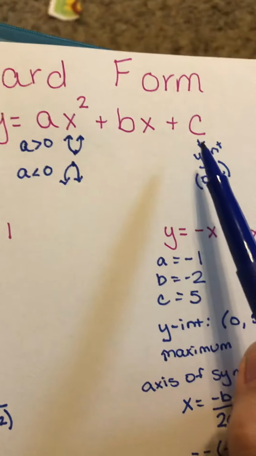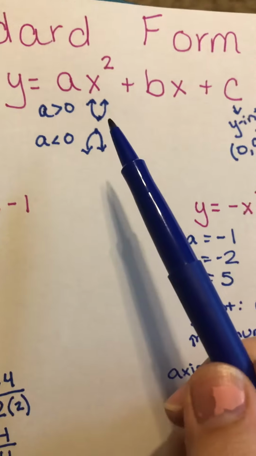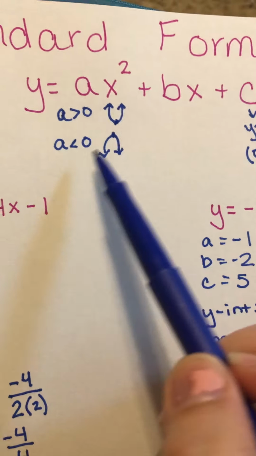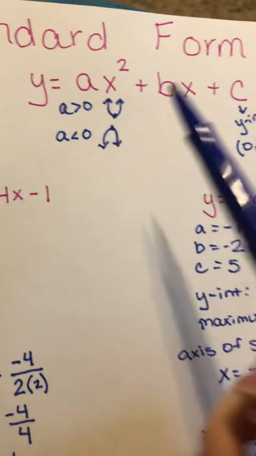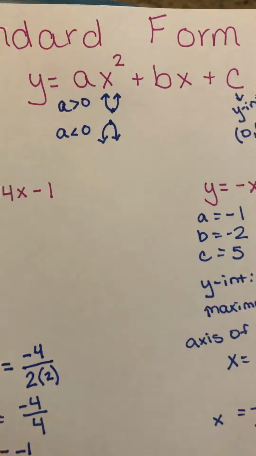So we were able to find the y-intercept, the vertex, the axis of symmetry, and the direction of the graph, whether it has a minimum or maximum, from the given standard form equation.